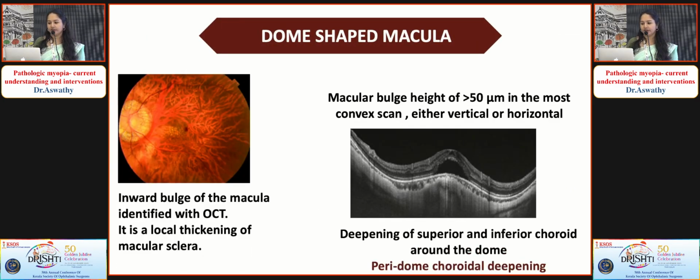Dome-shaped macula is another finding here. There is more than 50 microns of macular bulge, and in nearly all cases you can see some SRF, but that doesn't require any treatment.